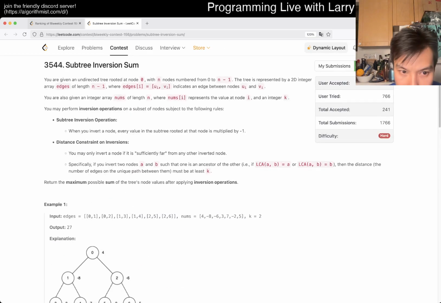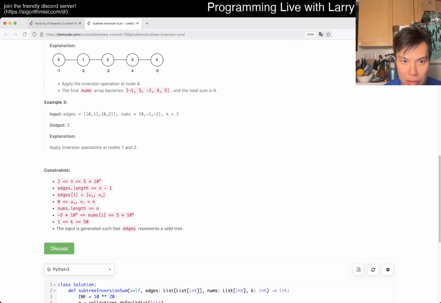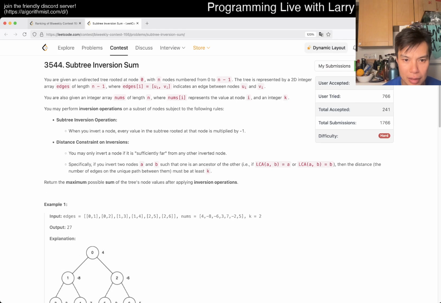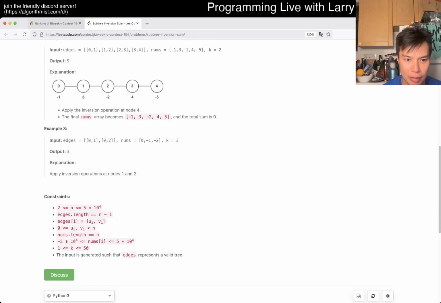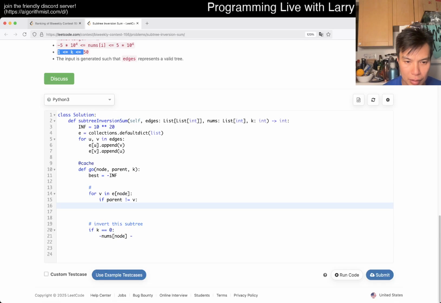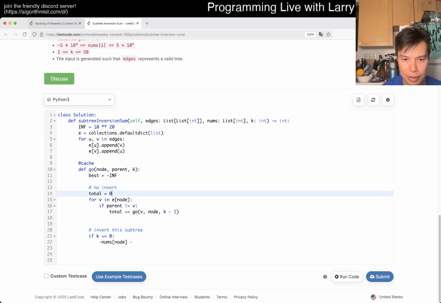What is k equal to 1? The distance must be at least k. So k equal to 1 means number of edges. Okay, yeah. So 1 means nothing then, right? Okay, yeah. 1 means nothing, I think. But okay, that means you could do it every time. But now, okay, let's just say total is equal to 0. If parent is not v, then total we add go v, no, k minus 1 maybe. Yeah, we don't take no invert. That means that, right?